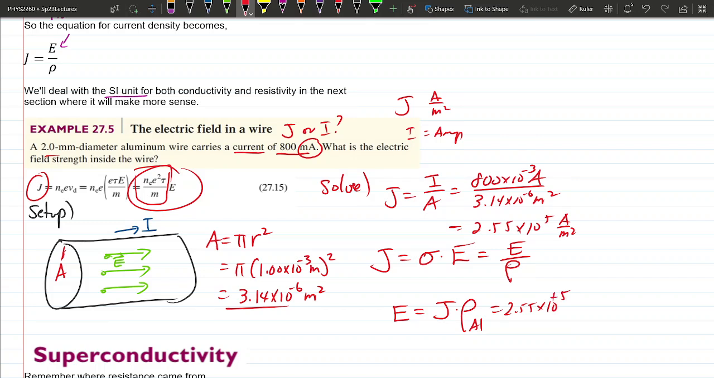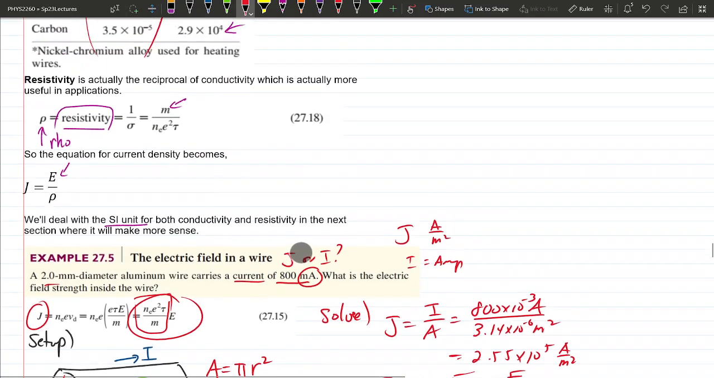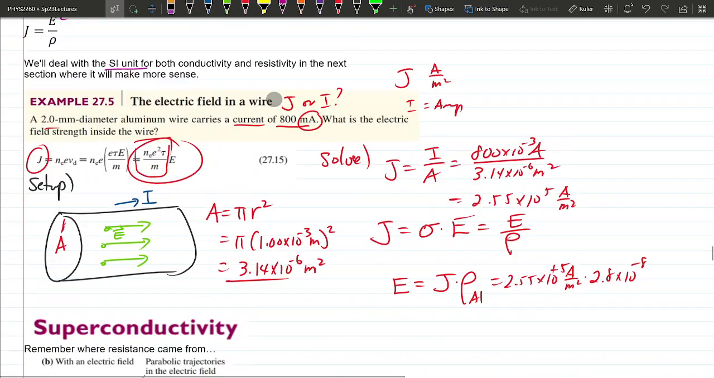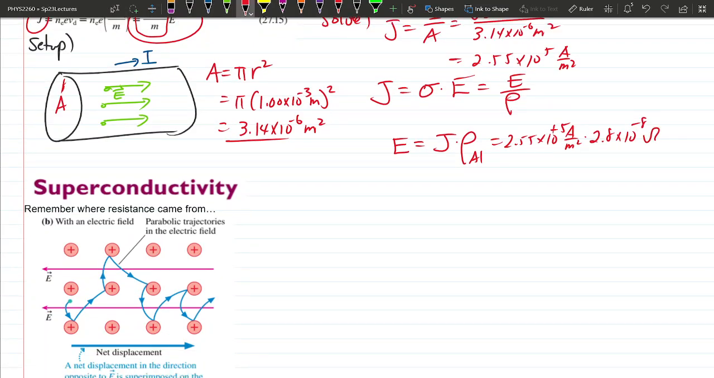That's a positive amps per meter squared. And this is going to be 2.8 times 10 to the negative 8, and this has units of ohm meters. Okay. I'm going to deal with the units in a bit, but all of this is going to be in SI units. So what will be the units of the result here?